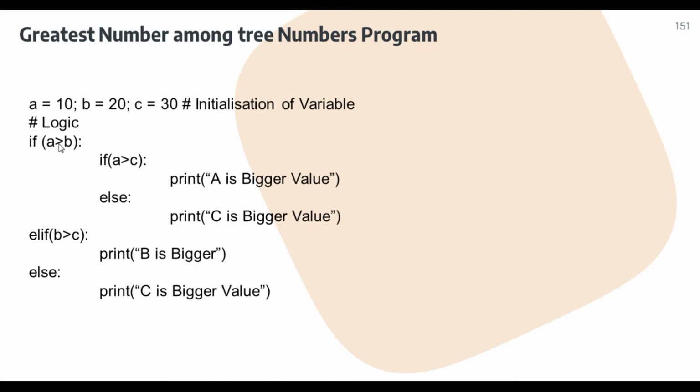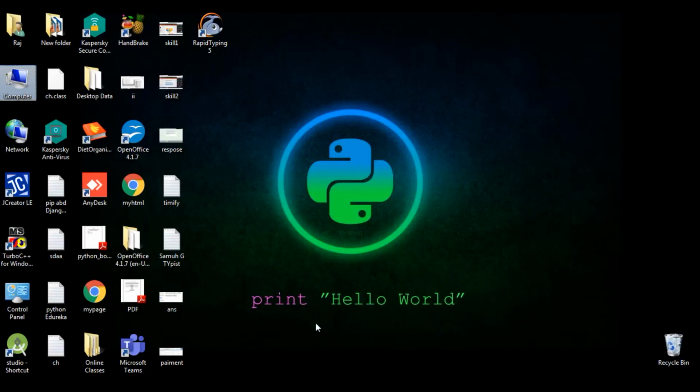In the elif part of the code, it will check b against c, because we do not need to check further. We are just checking whether b is bigger than c. If it is true, then it will say yes, b is bigger. If it is false, control automatically goes to the else part, which checks nothing because there is no condition in the else part, so it will say c is the bigger value. So student, we have to do it programmatically.